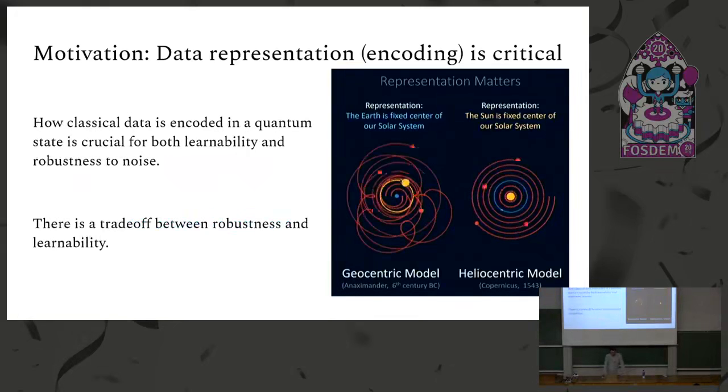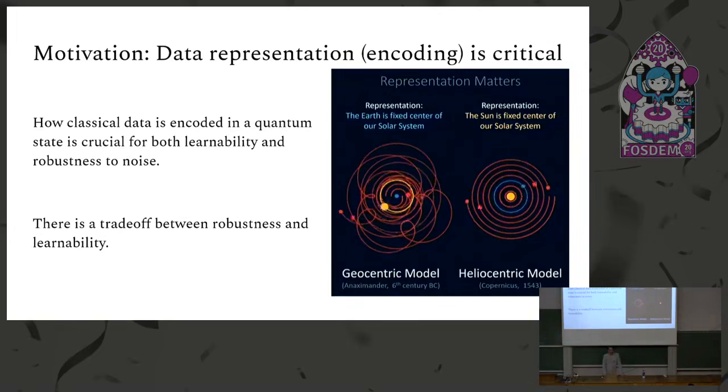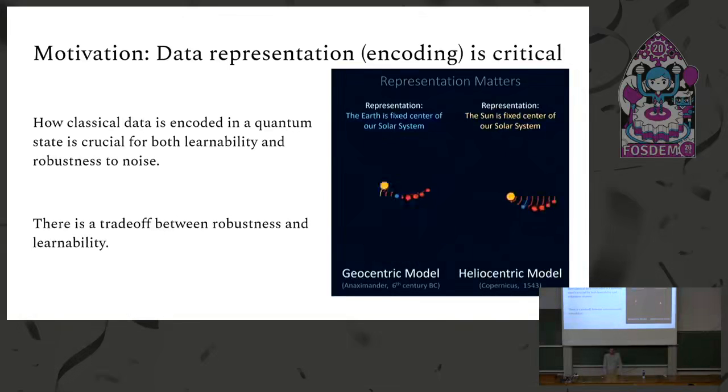So in the quantum world, how we encode classical data is going to be very important, both for the learnability of the model, that is what sorts of decision boundaries you can learn, and also for robustness to noise. And there's an interesting sort of qualitative thing that we see is that there's a trade-off between these two.